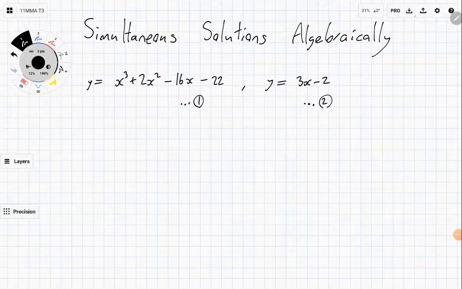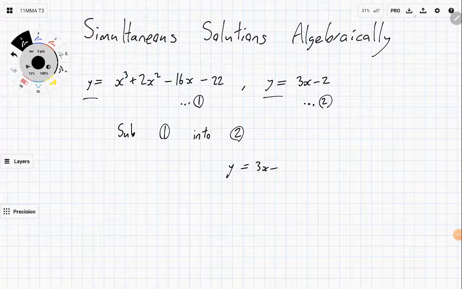Alrighty, so using the fact that this is y equals and the fact that this is y equals is a perfect substitution thing. Elimination, I could technically do elimination. It's going to do basically the same thing, but I think this is a perfect example where substitution works great. So let's sub 1 into 2. So that means we're subbing into 2, so 2 is y is equal to 3x minus 2, and I want to replace y with equation 1. So there we go, I've done my substitution.